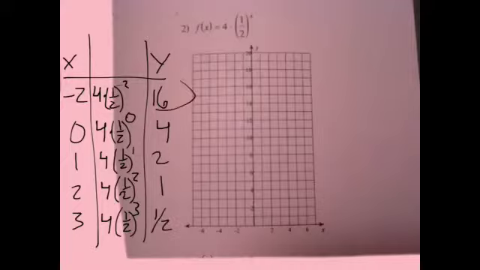And now that I have these points, I can graph them. Negative 2, 16. There's a point right there. And 0, 4 is right here, right on the 4. And then 1, 2. And 2, 1. And 3, 1/2. Your graph is going to come down really fast, kind of like all exponentials. And it'll look something like that.